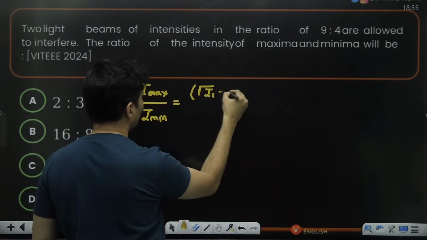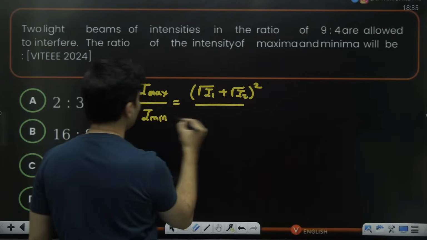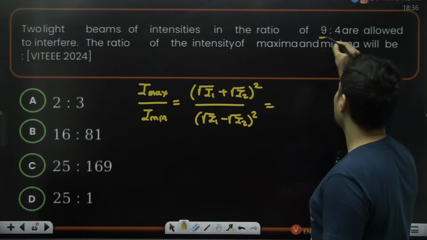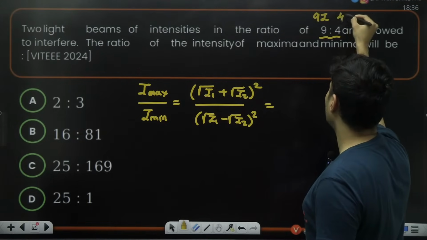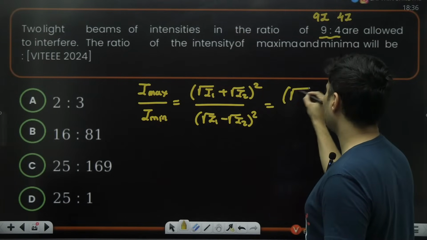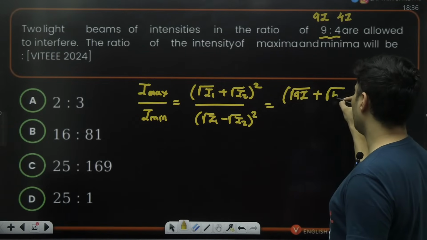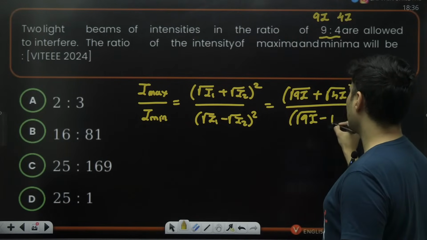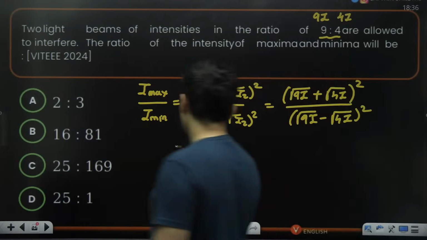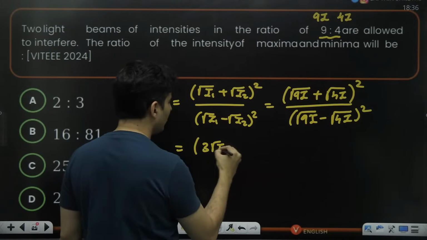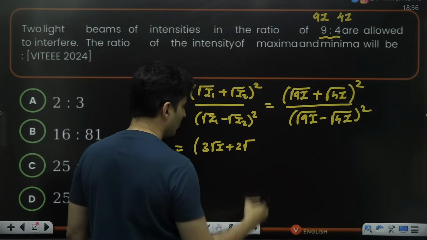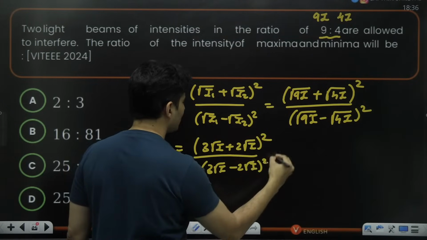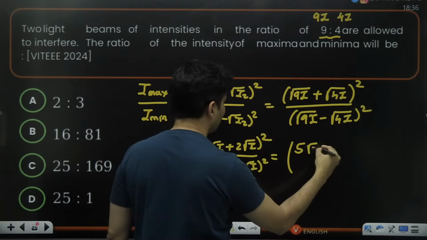Maximum intensity has a formula root I1 plus root I2 square. Minimum intensity has a formula root I1 minus root I2 square. Now the original intensities are 9:4. So let's take it as 9i and 4i for simplicity's sake. So this will become root 9i plus root 4i square divided by root 9i minus root 4i square. So root 9 is basically how much? 3. So 3 root I plus root 4 is 2. So 2 root I. And here we have again 3 root of I, and here we have 2 root of I square. 3 plus 2 is 5. So we'll have 5 root I.